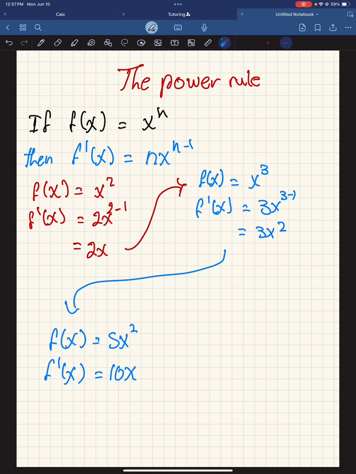And keep in mind, you would have to multiply it by whatever the coefficient is of your variable. So you take the exponent, put it to the front, and then you minus 1 from it, and now you're left with 10x.